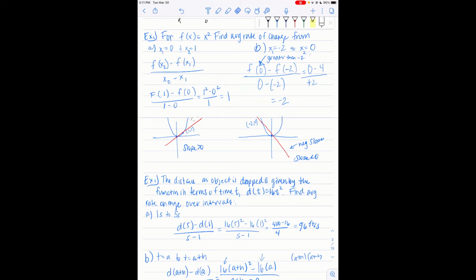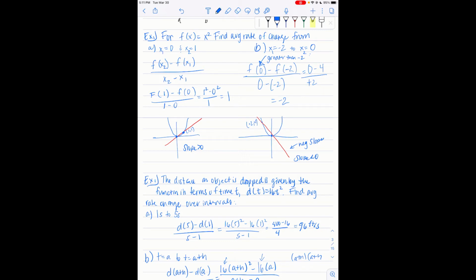And then I'm finding the difference between when x1 is 0, so when x1 is 0, we have 0, and when x2 is 1, that's our second x value. And so I'm finding the secant line, or the slope of the line connecting those 2 points, which is going to be 1. And that slope is greater than 0.